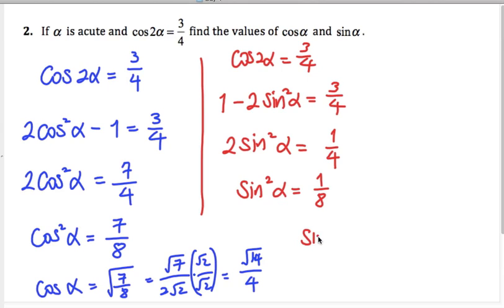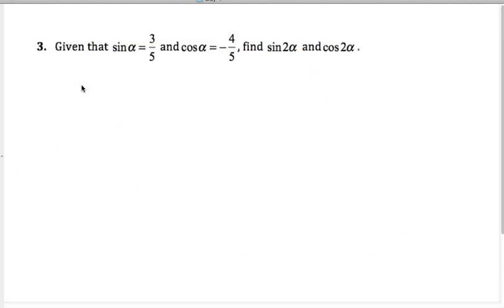And so sine of alpha is equal to square root of 1 over 8. So 1 over square root of 8. I mean, you can put a square root over there, but let's simplify. 1 over 2 root 2. And that's going to be square root of 2 over 4. Okay, so we found sine of alpha and cosine alpha, given that cosine 2 alpha is 3 over 4. Alright, given that sine of alpha is 3 over 5 and cosine of alpha is negative 4 over 5, find sine of 2 alpha and cosine of 2 alpha.